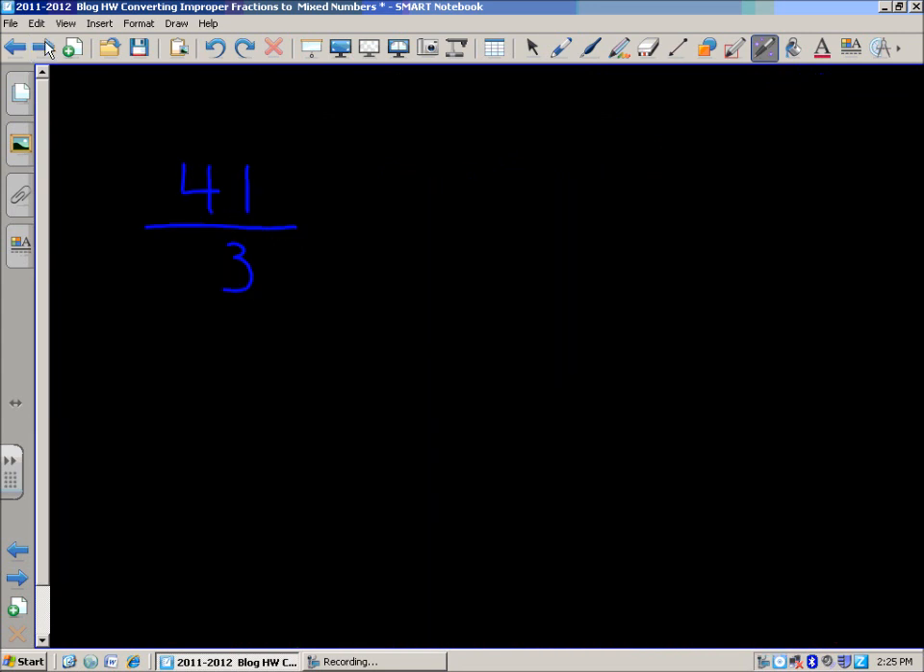And the very last one we're going to work on is 41 thirds. And you approach that the same way. We've got 41 divided by 3. 3 goes into 4 once. 1 times 3 is 3. Subtract. 4 minus 3 equals 1. You bring down the 1 in the 1's place there. And you get 11. So 3 goes into 11 how many times?